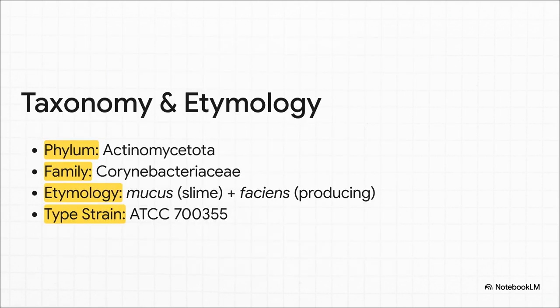So, taxonomically, it sits right where you'd expect, in the Corynebacteriaceae family, but the name, mucifaciens, that's where it gets fun. It's straight up Latin for slime-producing, and that pretty much tells you everything you need to know about what it looks like on a plate. It's a huge clue, and we are definitely going to circle back to that.